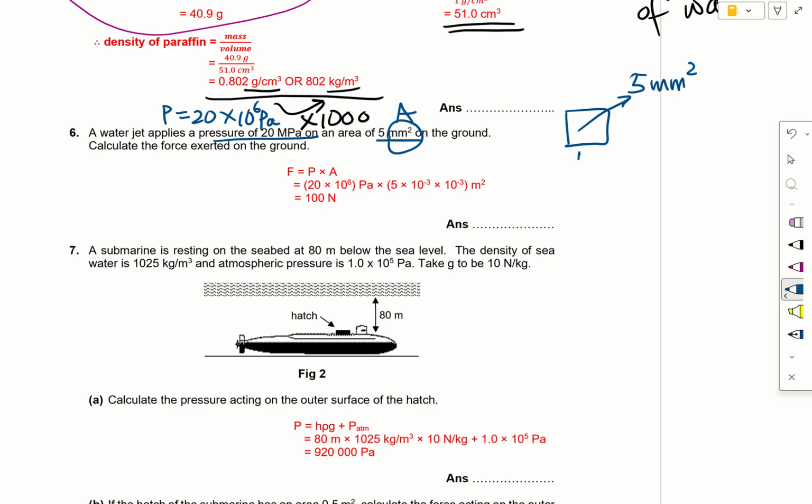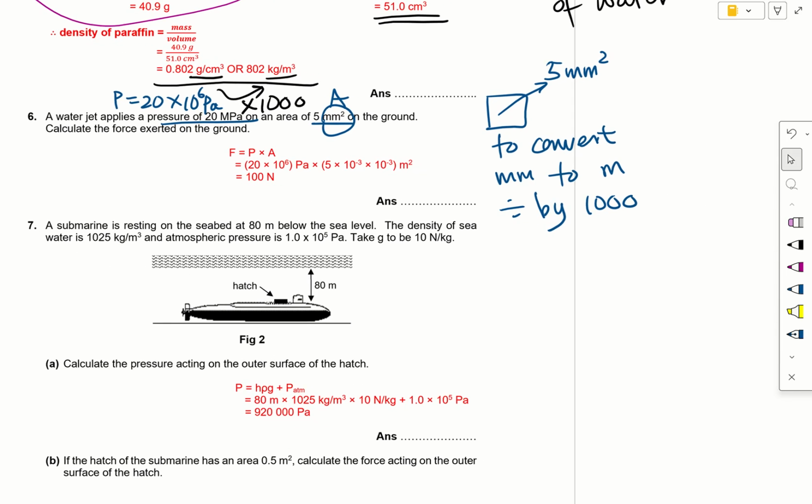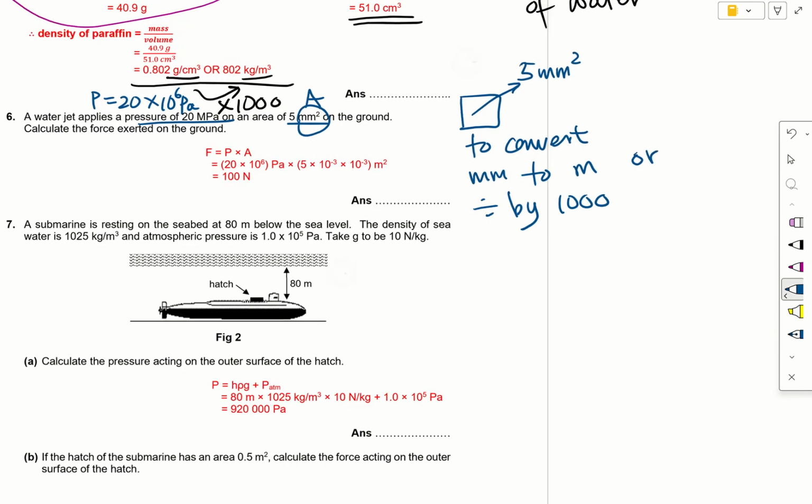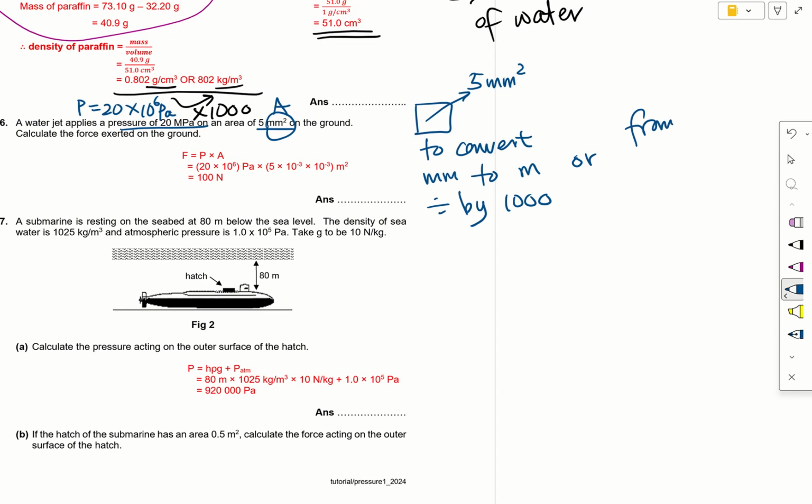To convert mm to meters, we need to divide by 1000, from prefix to no prefix.